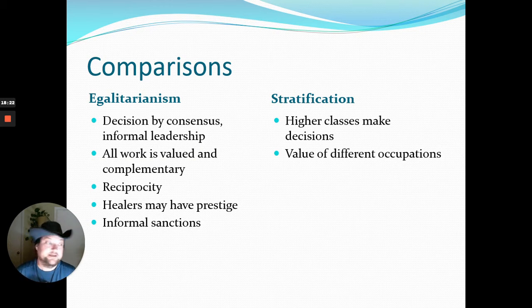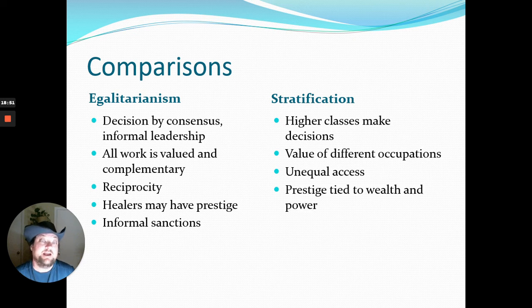Different occupations are valued differently, right? So, somebody who is a politician, a lawyer, a doctor is more highly valued because of their profession than somebody working at McDonald's or somebody collecting the garbage or plumbers. And so it's different, right? It's like all these things need to be done, but they're not valued the same. So unequal access to what people need to survive. Prestige is tied to wealth and power here, right?